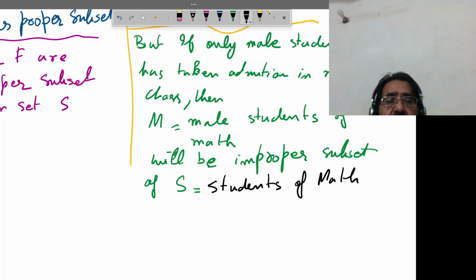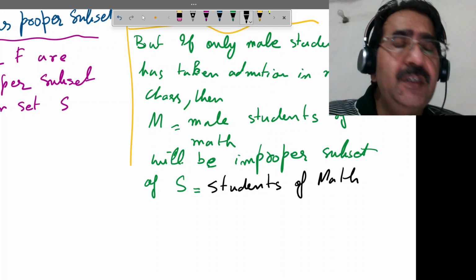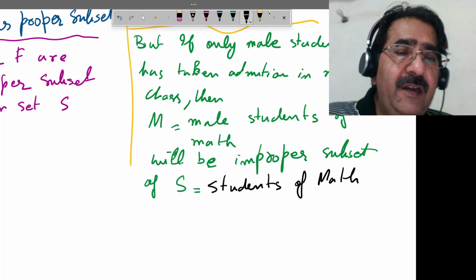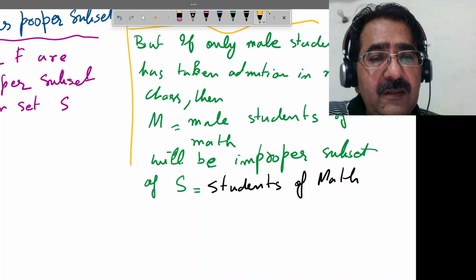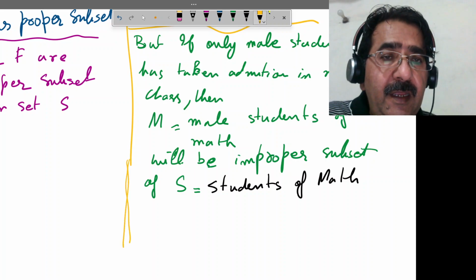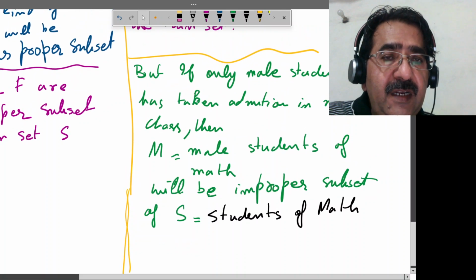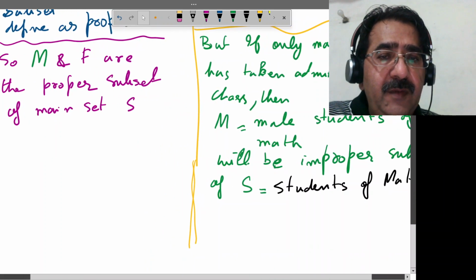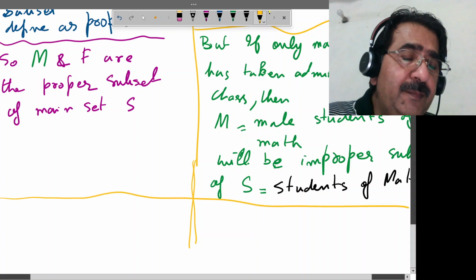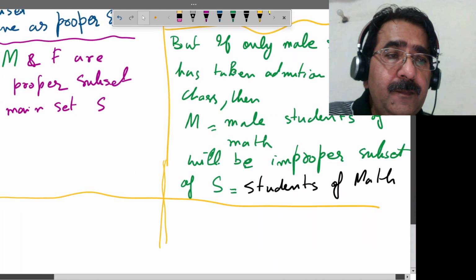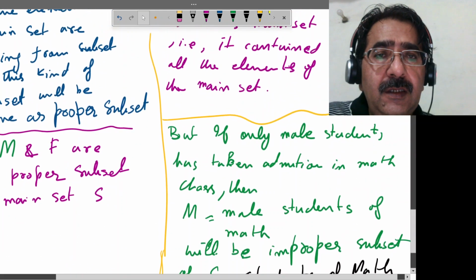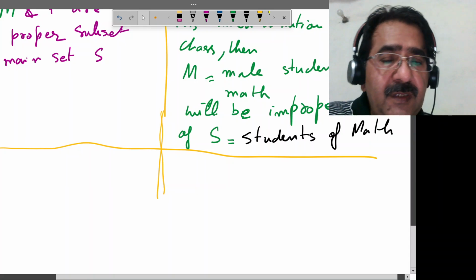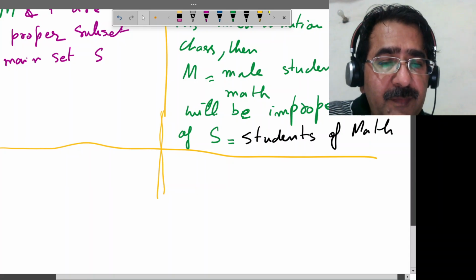So even if I have applied the condition, if only the male students have taken admission in math class, then such a kind of set will be defined, and such a kind of subset will be defined as an improper subset. It means the main set and subset are the same. Okay. Now, this is about the proper subset and improper subset.